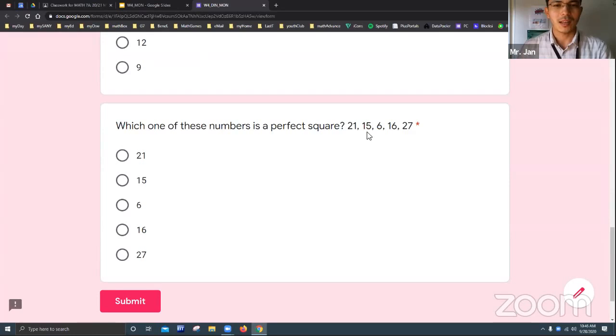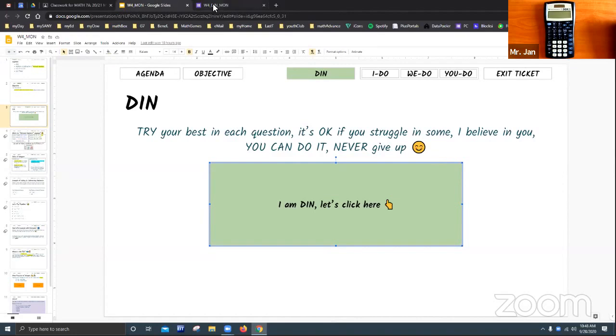And the last one is perfect square. If you don't know perfect square, it's just checking your last year's knowledge about perfect square numbers, composite numbers, prime numbers. So see if you can remember about perfect square numbers. Okay, and we will start in about 2 minutes. Thank you for the attendance.